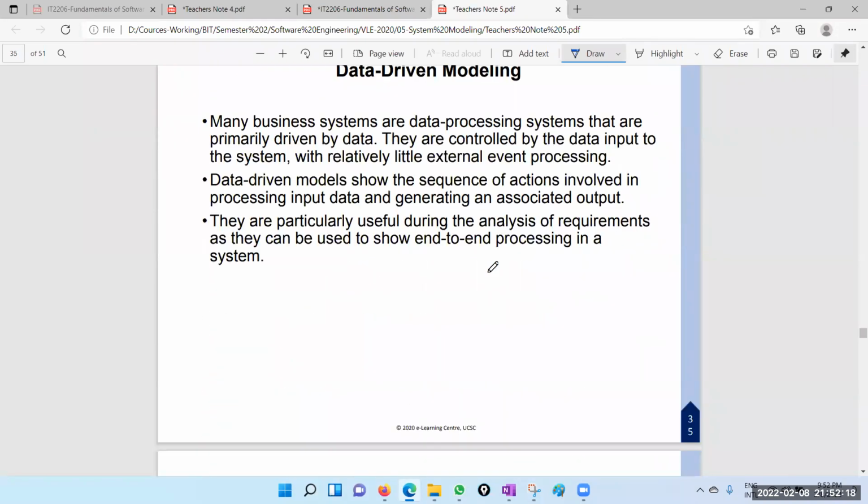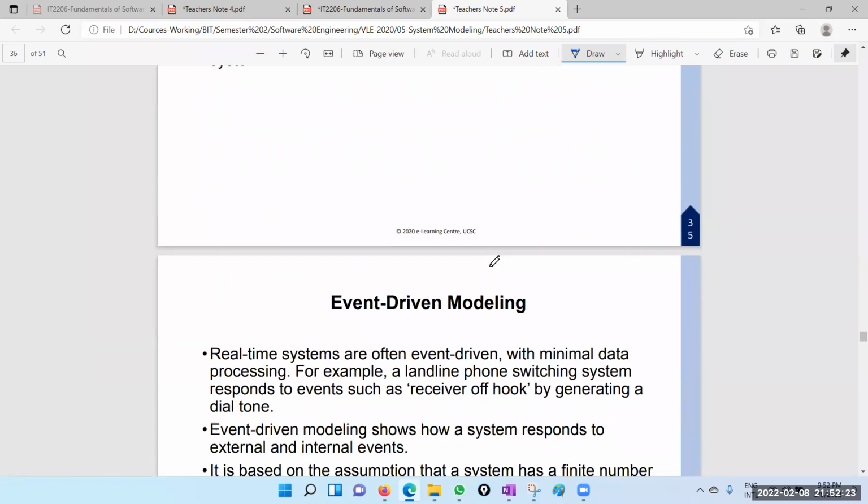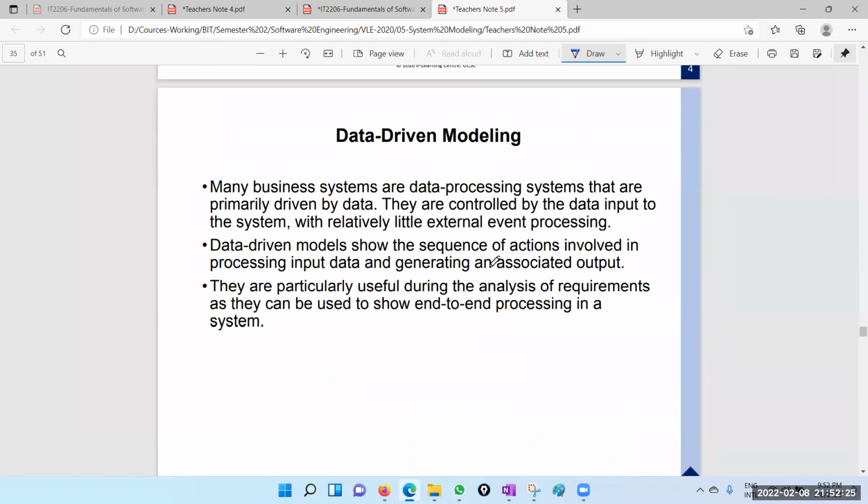Then we explained that there are data-driven applications and event-driven applications. If it is a data-driven application, we have to go for data-driven modeling, because our main focus is data. Like data mining and online analytical processing. There, data-driven modeling is used, so the software engineers are mainly concerned with modeling the data.